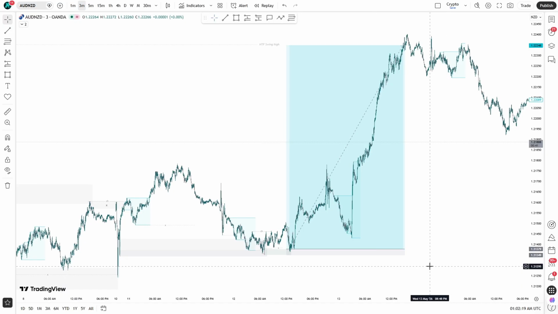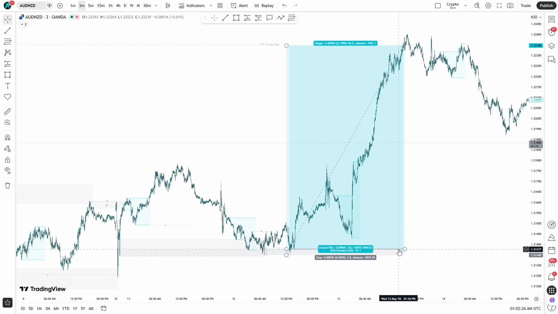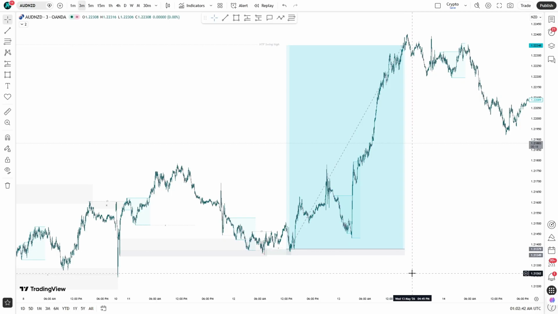So if you risked 1% of your account, what you'll be getting back on this trade is 32%, and that's a very good one. This is not financial advice, but if you have a proper risk management scheme, risking 1% of your account on each trade, you'll be getting a very high return at the end of each quarter or at the end of each month.